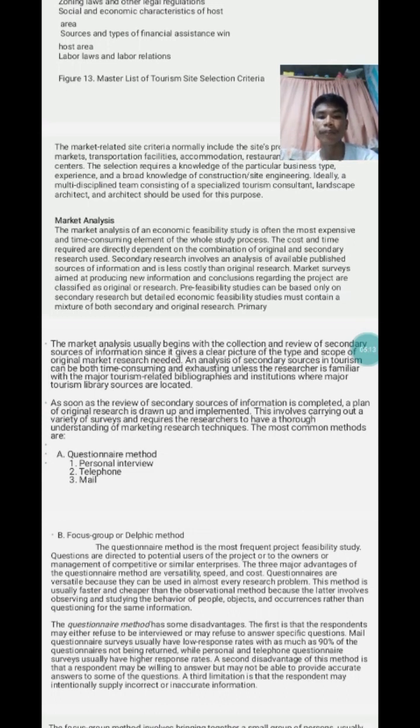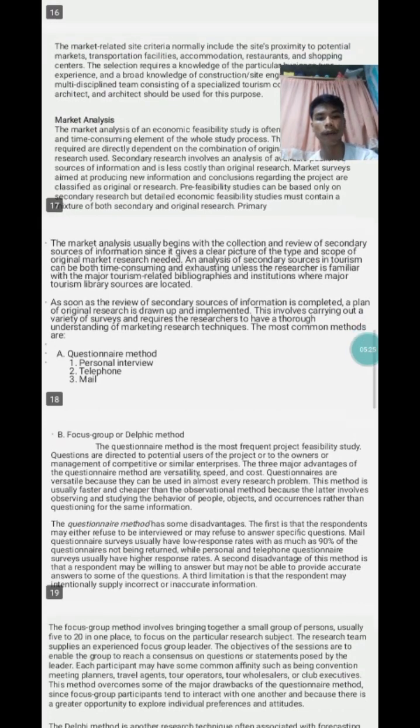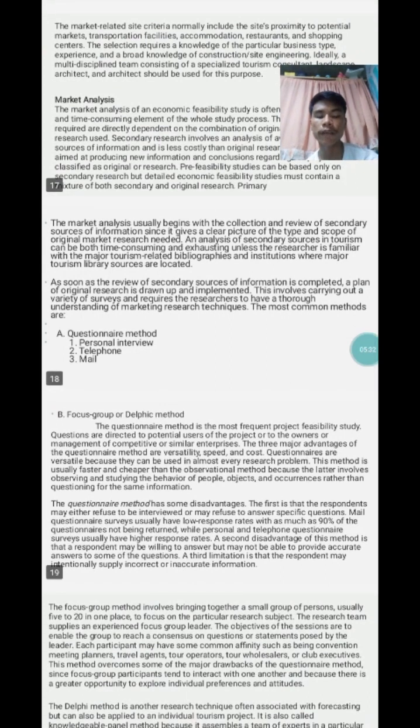Pre-feasibility studies can be based on secondary research, but detailed economic feasibility studies must rely on a mixture of both secondary and original, primary research. The market analysis begins with collection and review of secondary sources of information, since it gives a clear picture of the type and scope of original market research needed.